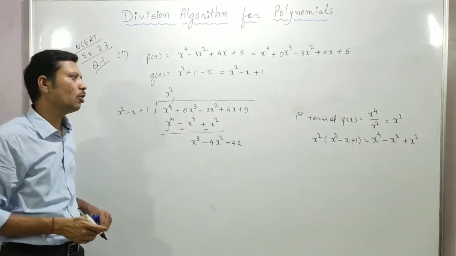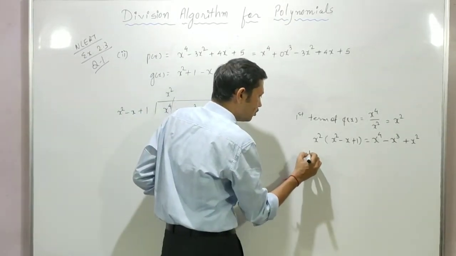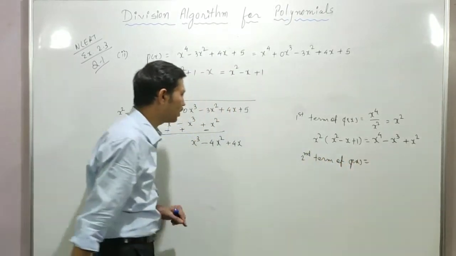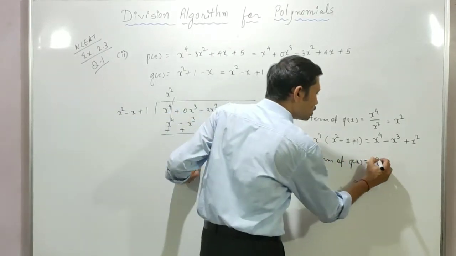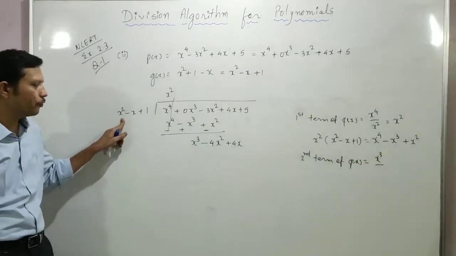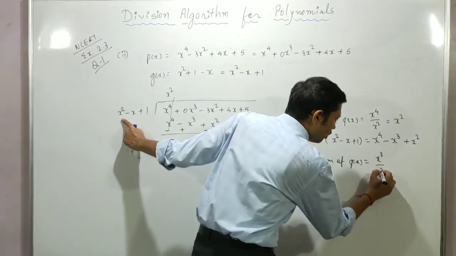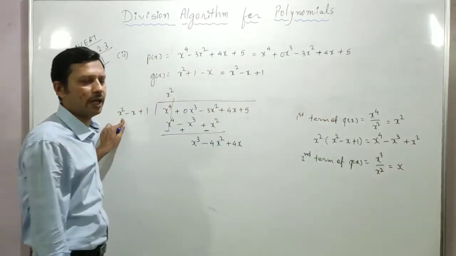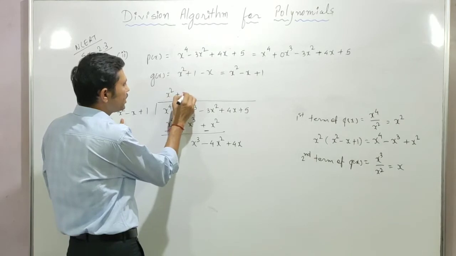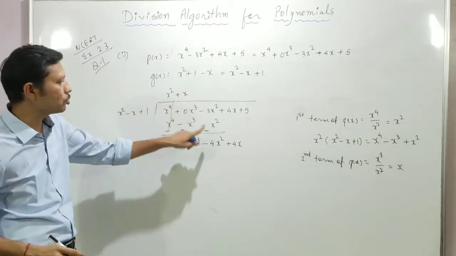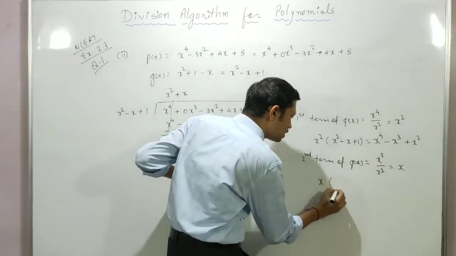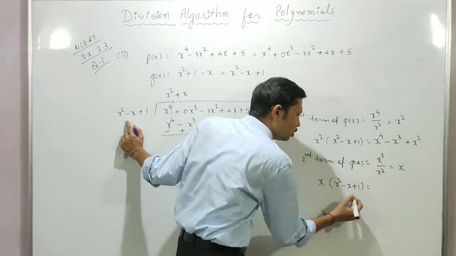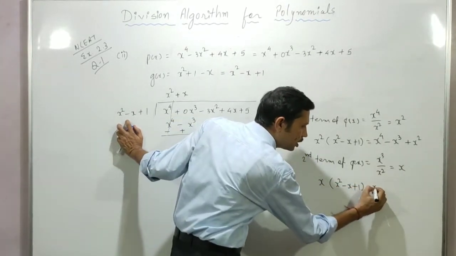Now we will get the second term of our quotient. Second term of q of x. So how can we get it? The first term of the dividend should be divided by the first term of the divisor. See, from the 3 power I subtract the 2 power, so only 1 power remains, x to the power 1. That will be our second term of the quotient. Now the product of these two is written down here. So how can we write it down? x, that is the second term of our quotient, and the divisor is x square minus x plus 1. By making a product, x multiplied by x square is x cube.